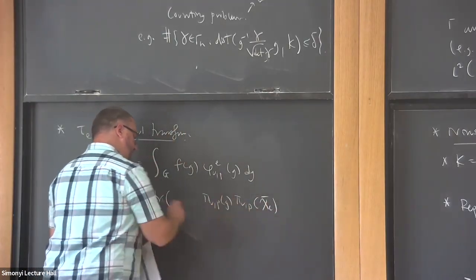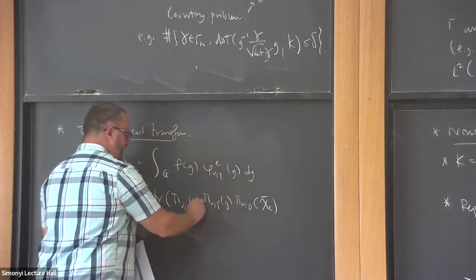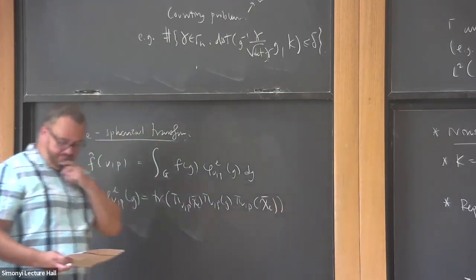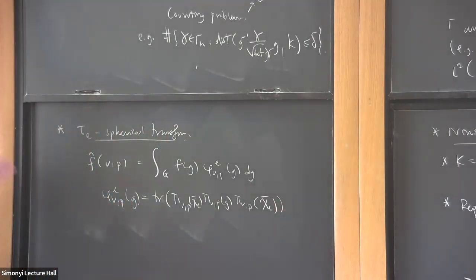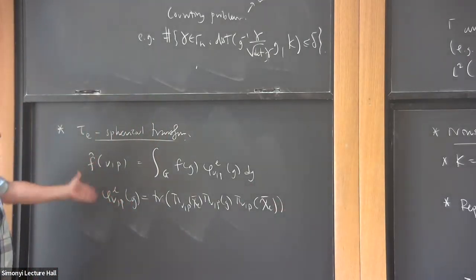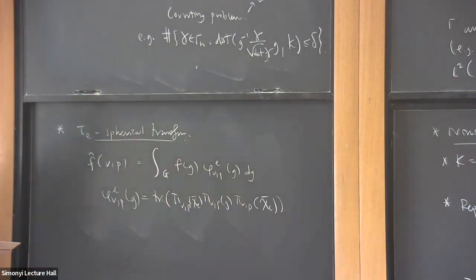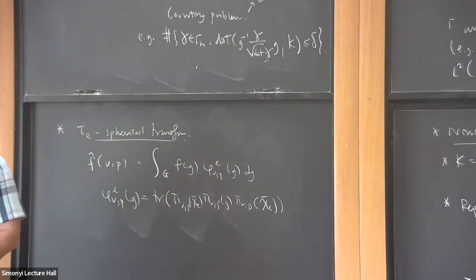g, and pi nu p of chi L bar. And what is chi L? It's the character of this representation tau. Okay, so for every matrix G in SL2C, you can just feed it into this and it will spit out a number. And this is what we call the spherical trace function.